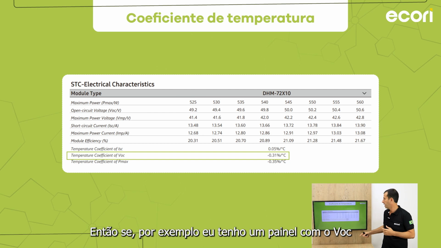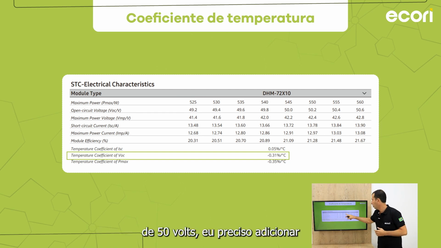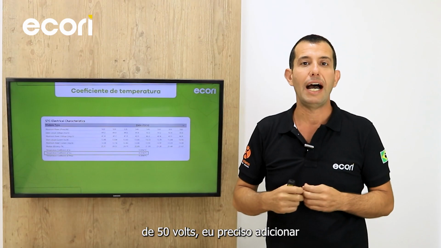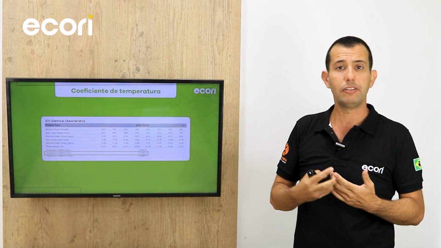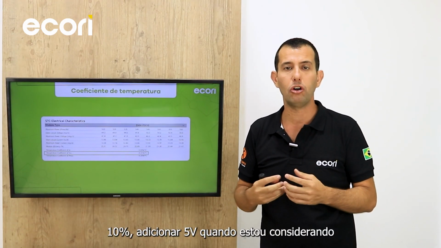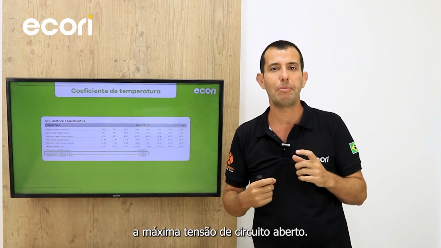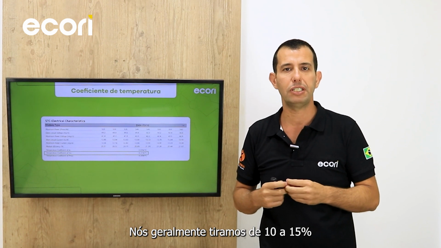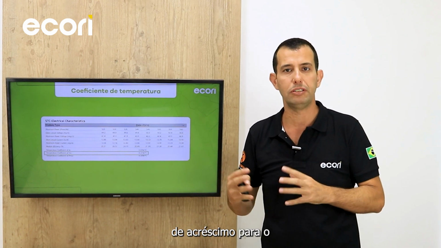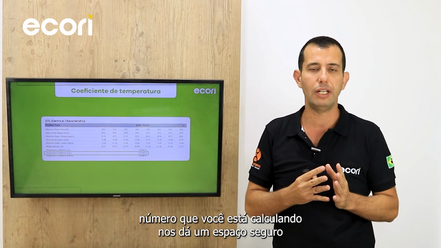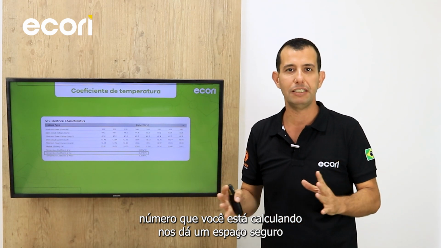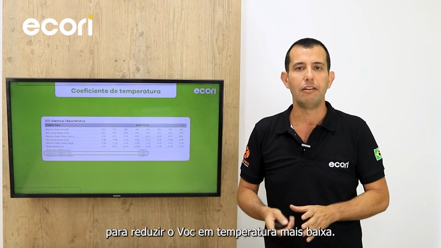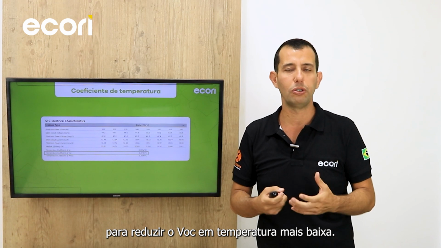So if, for example, I have a panel with V open circuit VOC of 50 volts, I need to take an additional 10%, which is an additional 5 volts when I'm considering the maximum V open circuit. Usually taking a 10 to 15% increase to the number that you are calculating gives you a safe space for going down to the V open circuit at the lowest temperature.